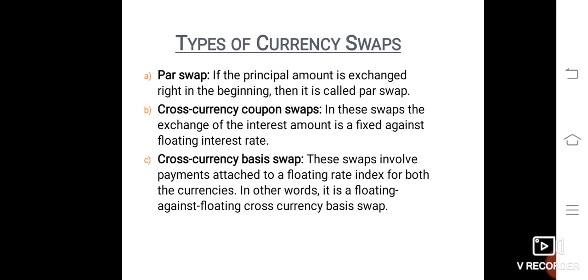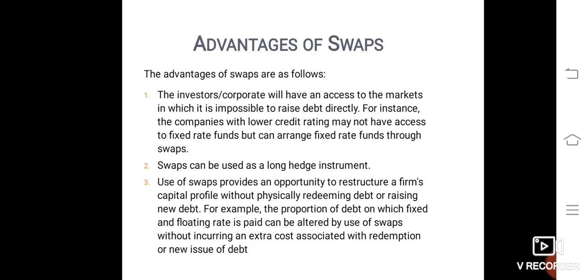So there are different types of currency swap such as the par swap. If the principal amount is exchanged right in the beginning, then it is called a par swap. Cross currency coupon swaps: in these swaps the exchange of the interest amount is fixed against floating interest rates. Then you have got the cross currency basis swap. These swaps involve payments attached to a floating rate index for both the currencies. In other words, it is a floating against floating cross currency basis swap. These are the different types of currency swap.